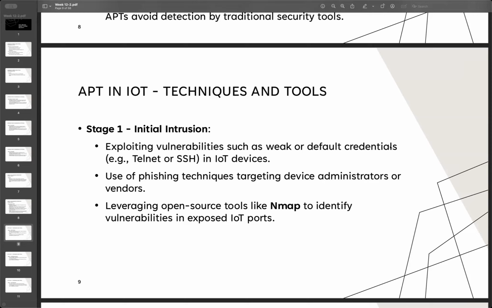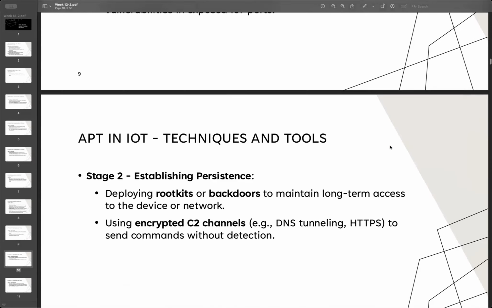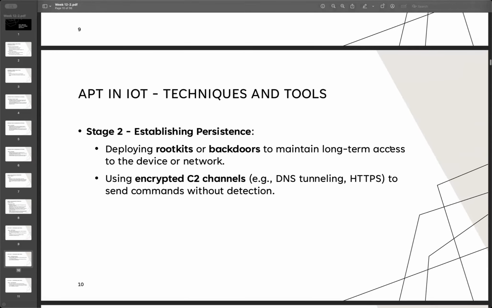So we send emails, and then we can leverage open source tools like Nmap. If you know Nmap, we can identify vulnerabilities. What are the open ports? How can we connect to them? So this is the idea of stage one.